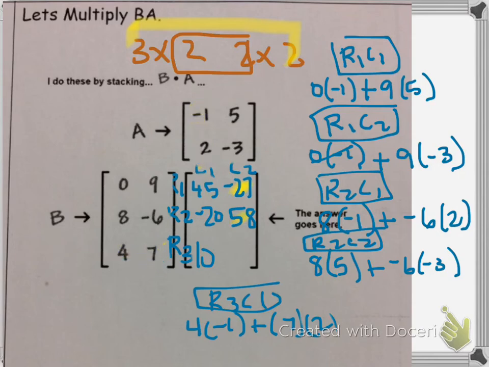Then the last position comes from row 3, column 2. So row 3, column 2 is going to be 4 times 5 plus 7 times negative 3. So 20 plus a negative 21, which is going to be negative 1 for my answer. You guys, once you get good at this, it doesn't take a lot of work to do that. You just got to practice a few times and you're going to be able to skip a lot of these steps.